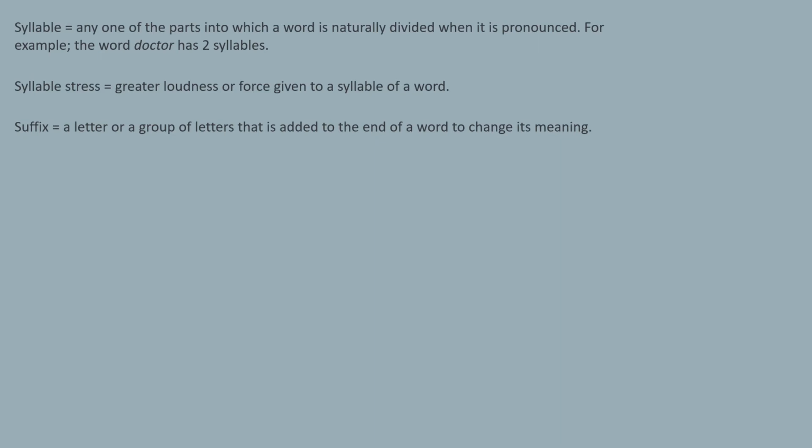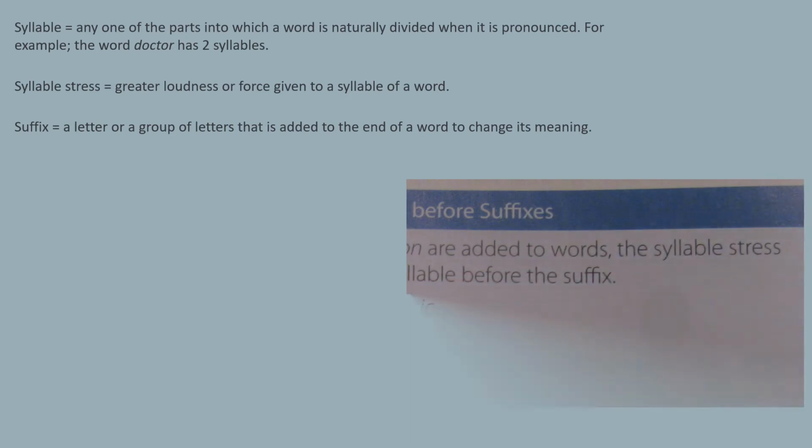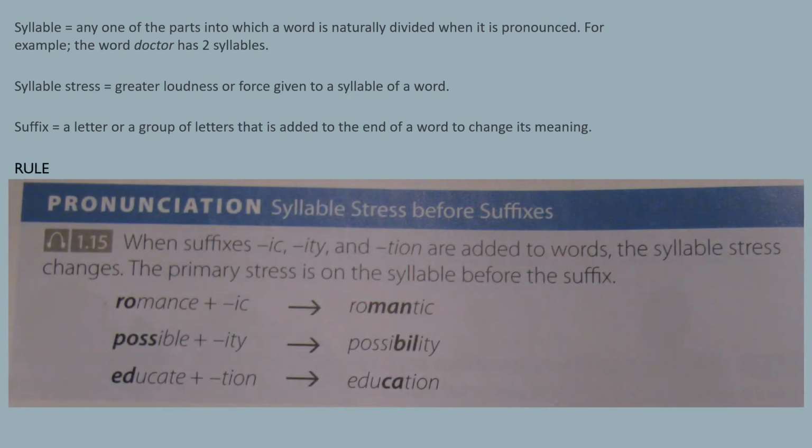The next is a suffix. A suffix is a letter or a group of letters that is added to the end of a word to change its meaning. And I think we have some examples here. Yes, we do. We have romance. We put an IC on the end, we get romantic. We have possible. We put an ITY on the end, we get possibility. Educate, put a shun on the end, we get education.